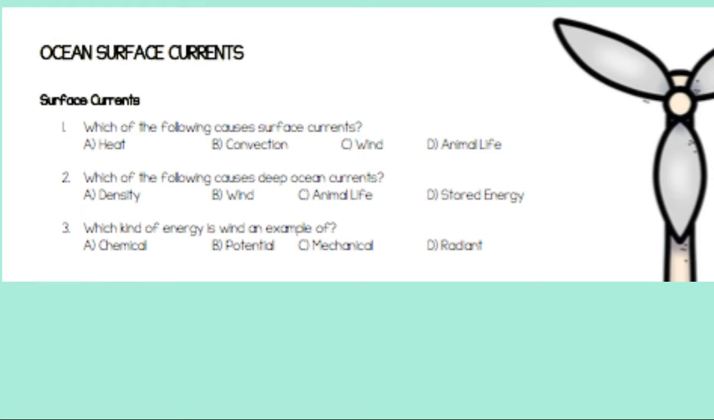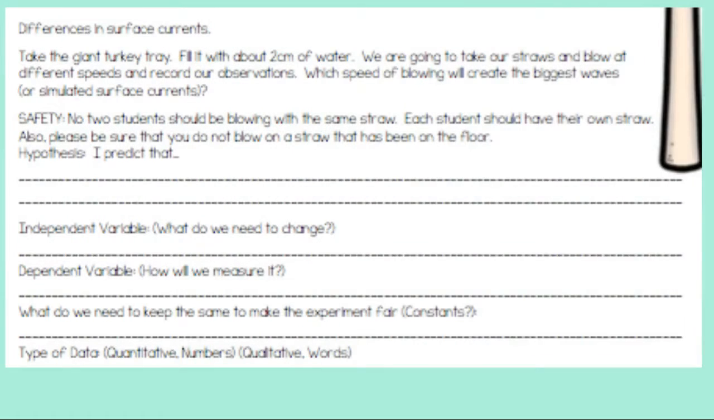Number 3, which kind of energy would this be an example of? And you might not have learned this yet, and that's okay. Is it A, chemical, B, potential, C, mechanical, or D, radiant? So think about what that would be in your head. I'm going to give the answer in 3, 2, 1. It is C, mechanical. So our answers here were C, A, C, CAC, if you will.